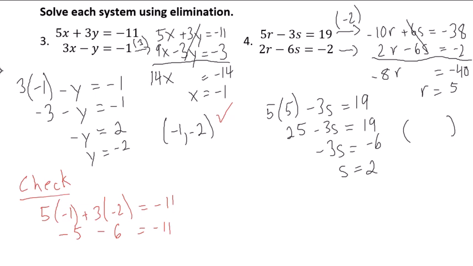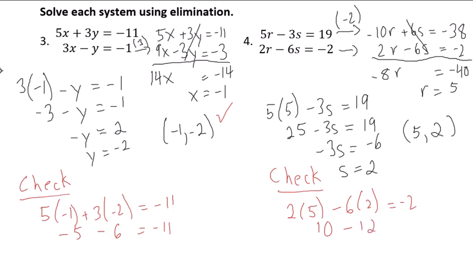So our ordered pair, r comes first alphabetically and first in the equation, it'd be 5, 2. And let's go ahead and check. So again, we plugged into the first equation, so here we'll check using the second equation. 2 times 5 minus 6 times 2 needs to equal negative 2. This is 10 minus 12 does in fact equal negative 2, so 100% right. And we are ready to move on to our next example.